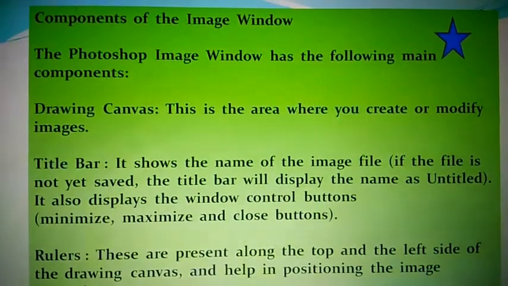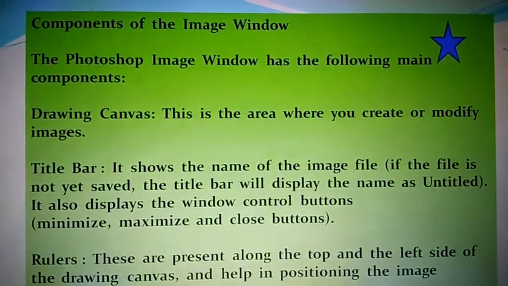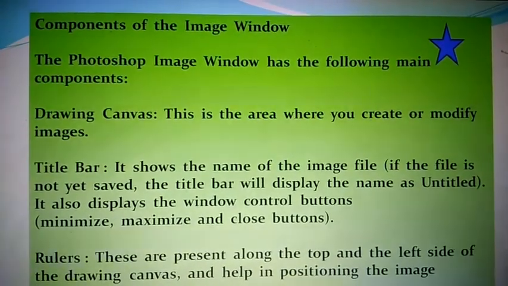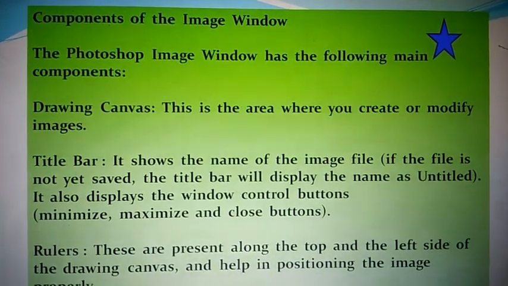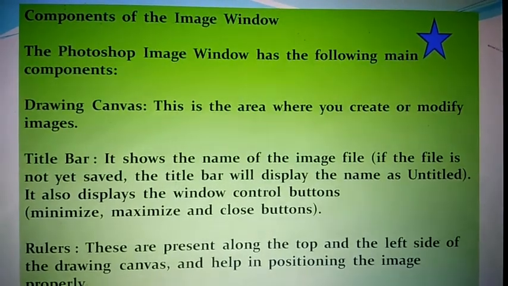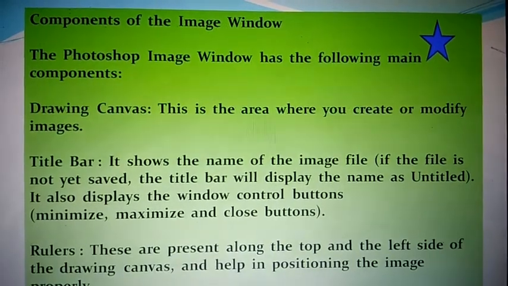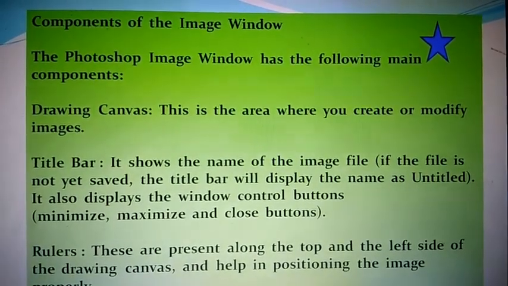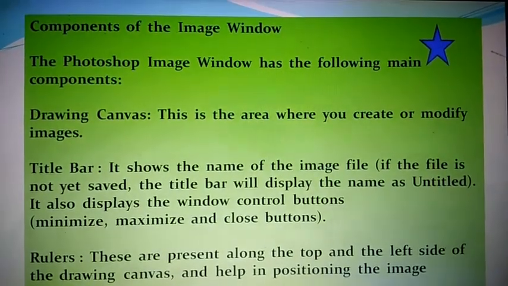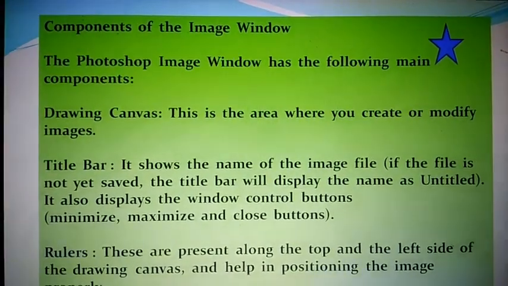Then students, the last topic today is components of the image window. The Photoshop image window has the following main components. First, the drawing canvas. This is the area where you create or modify images, so it is known as the drawing canvas. Then the title bar shows the name of the image file. If the file is not yet saved, the title bar will display the name as untitled. It is compulsory to first give a name to the file. The title bar also displays the Windows control buttons: minimize, maximize and close.